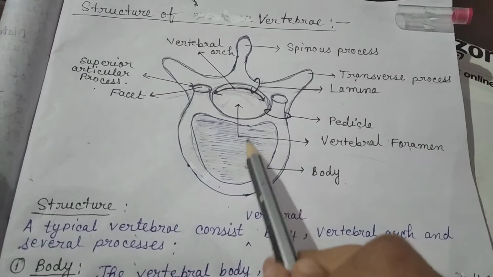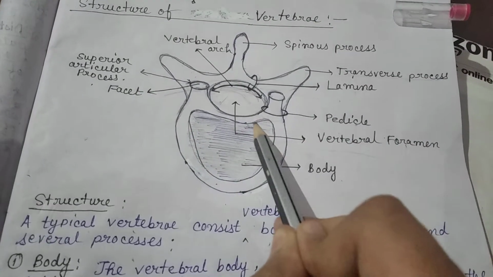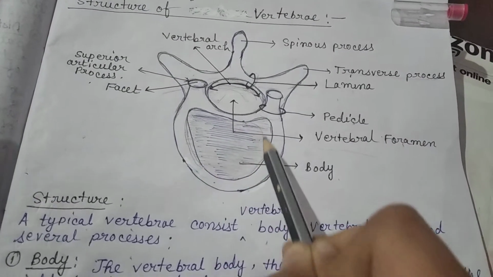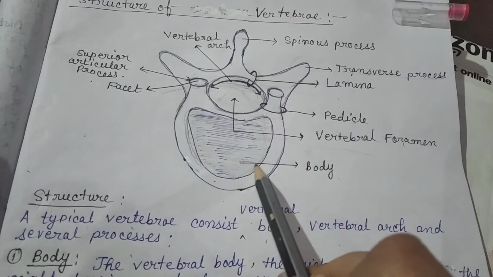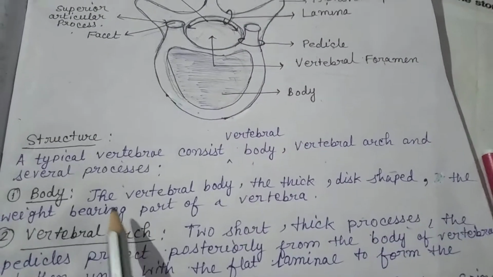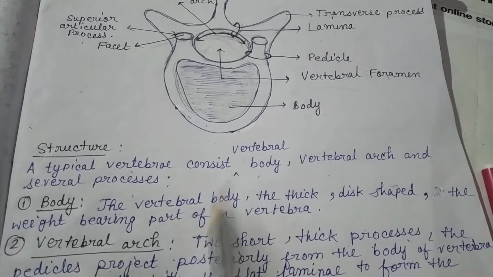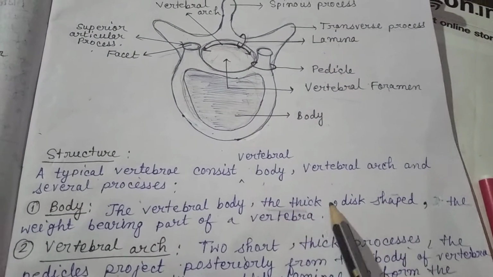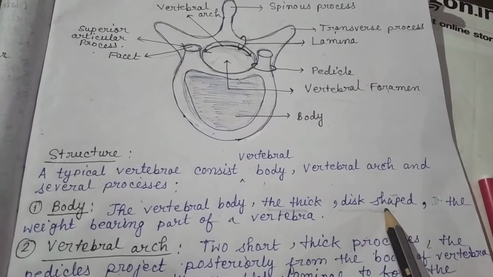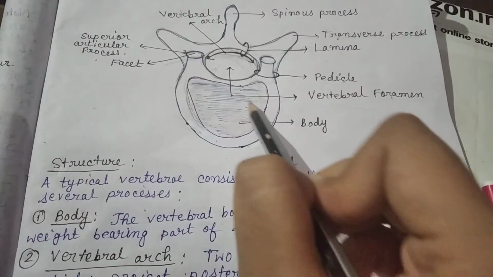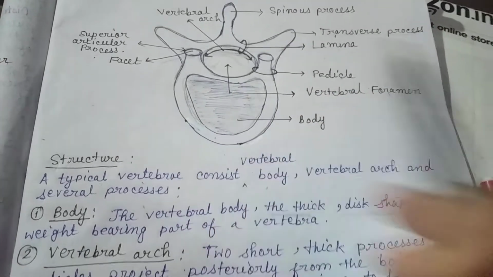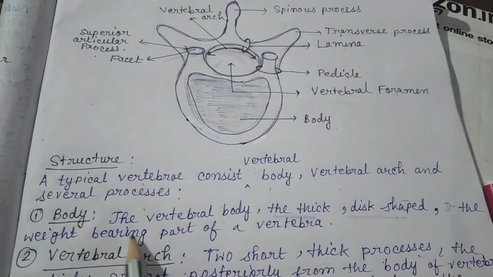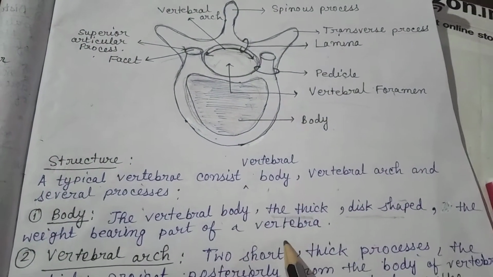First of all, the body. This is the body of a vertebra. In this vertebral body, this is thick. This is thick and disc shaped, which means round shaped. And it is the weight bearing part of the vertebra.